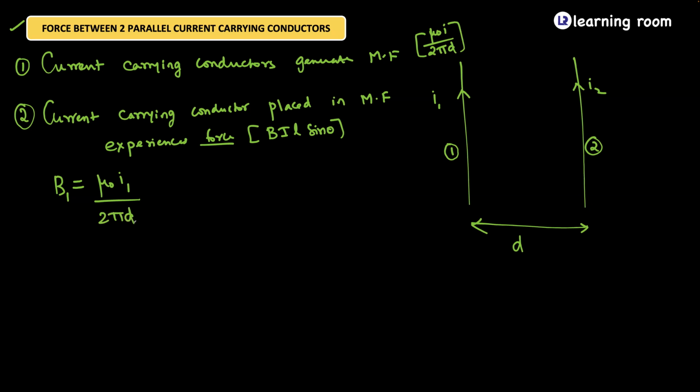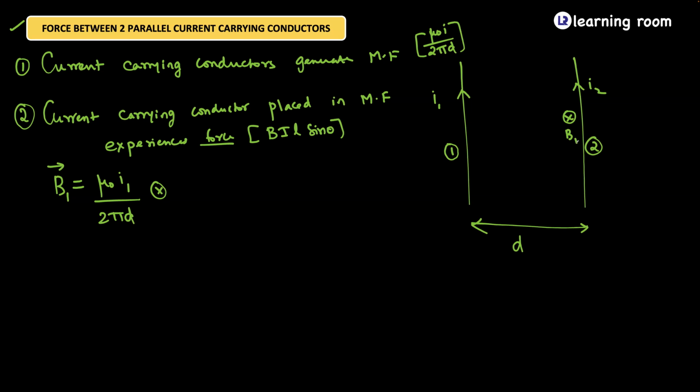Makes sense? Now, the next question is, if I write it in the vector form, what is going to be the direction of the magnetic field? It will be into the plane. So since it is into the plane, I'll put a mark like this. So remember, into the plane is going to be the magnetic field due to the first conductor.